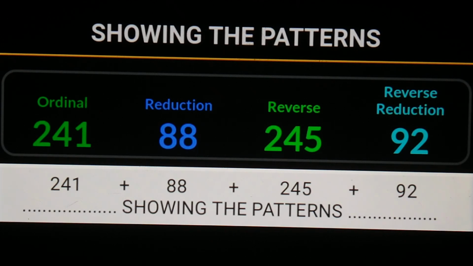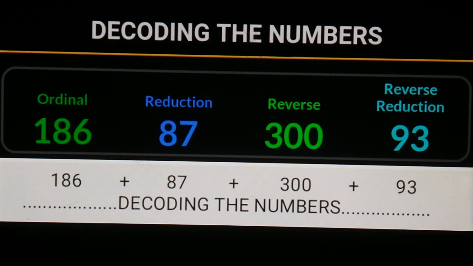Showing the patterns. In ordinal, that equals 241. Reduction, that equals 88. Reverse equals 245. And in reverse reduction, it's 92. Add them together. 241 plus 88 plus 245 plus 92. Decoding the numbers, we have the 666.